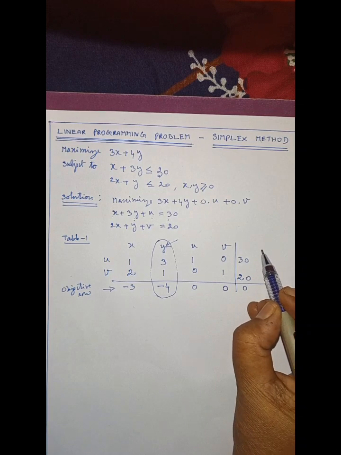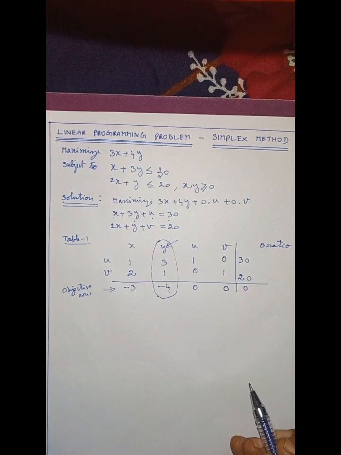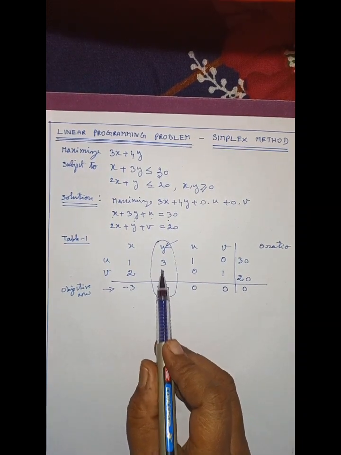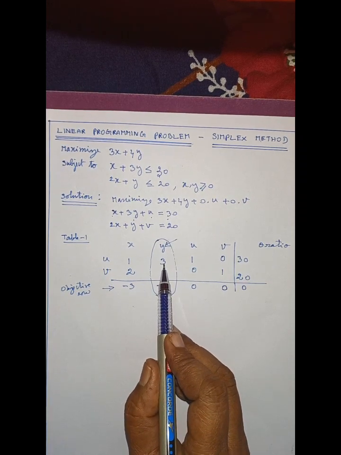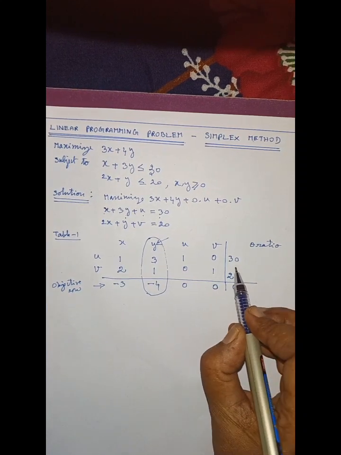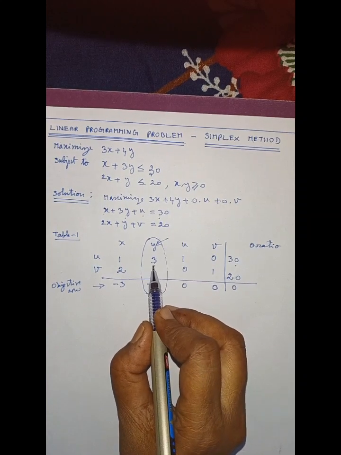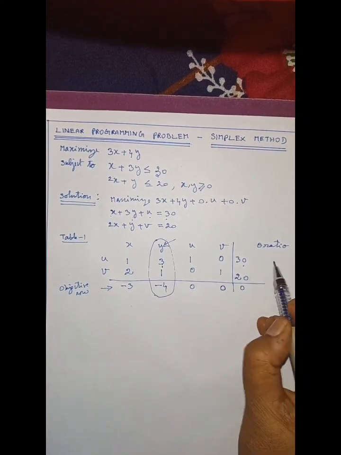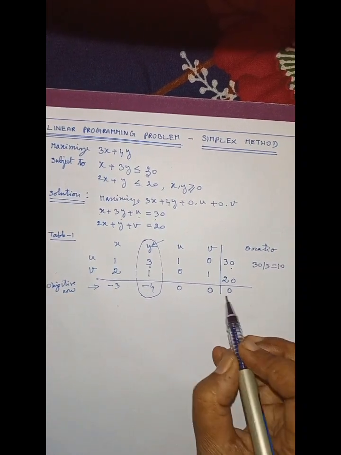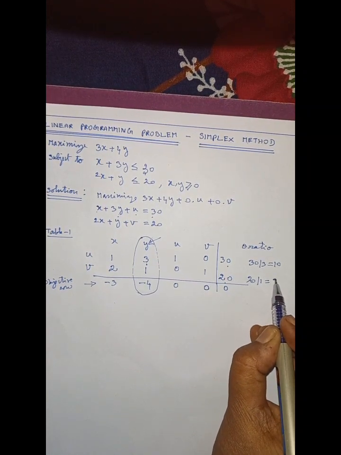For finding the pivot row, we have to calculate the theta ratio. Theta ratio can be calculated only for the rows with positive values in the pivot column. So it can be calculated only for the first row and second row. And the formula for calculating theta ratio is the last column value divided by the corresponding pivot column value in the corresponding row. So here it is going to be 30 by 3, which is equal to 10, and for the next row it is going to be 20 divided by 1, which is equal to 20.